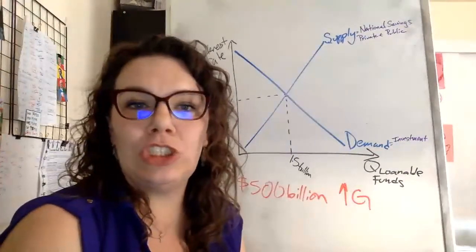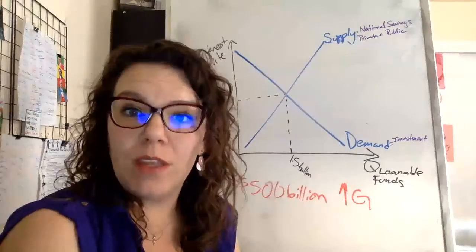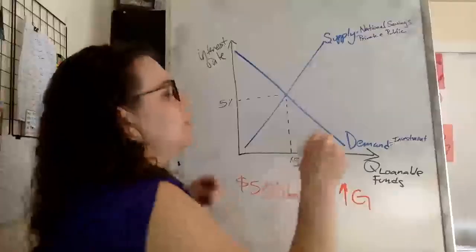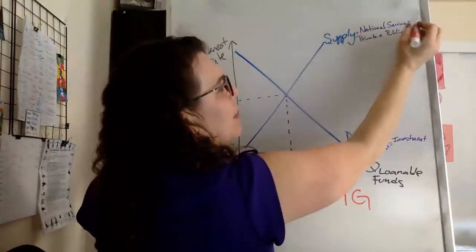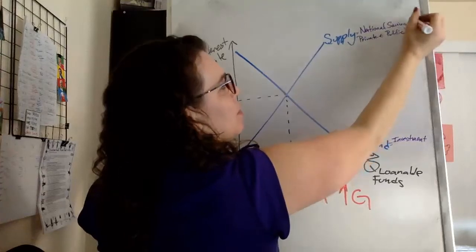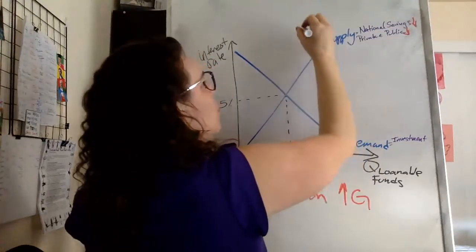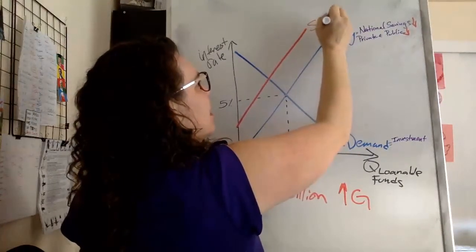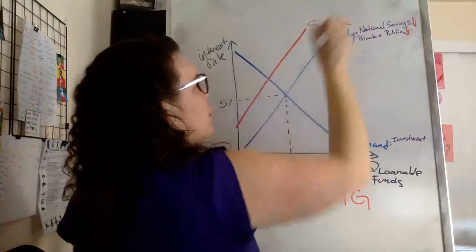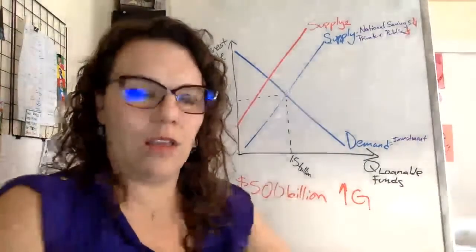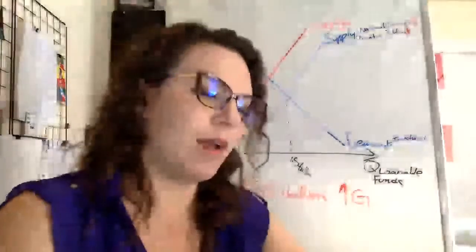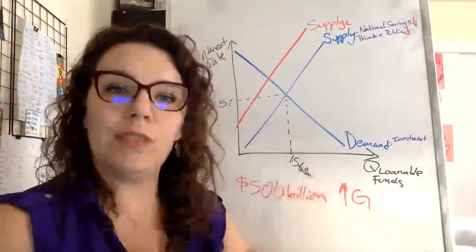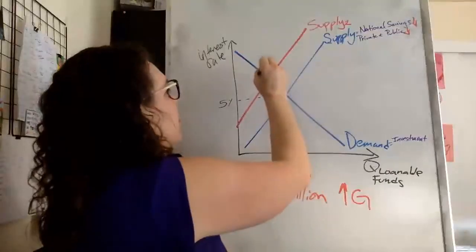What's that going to do to the government budget? It's going to expand the budget deficit, right? It's going to make the deficit bigger, which means it's going to make public savings go down, which means it's going to make national savings go down, which means we're going to shift the supply of loanable funds in. So we draw the new curve on our diagram, and then we find the new equilibrium, and that tells us what happens to the equilibrium interest rate and investment value.